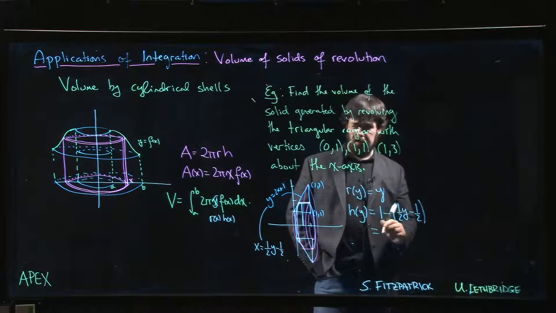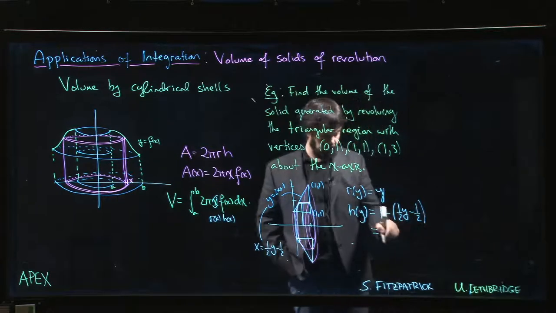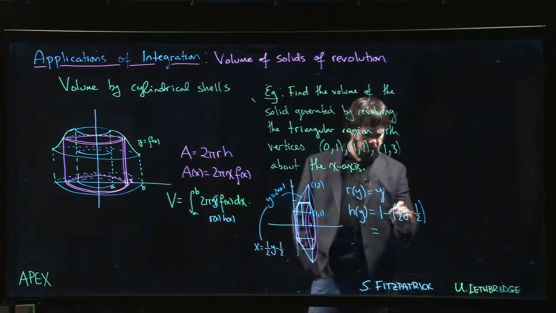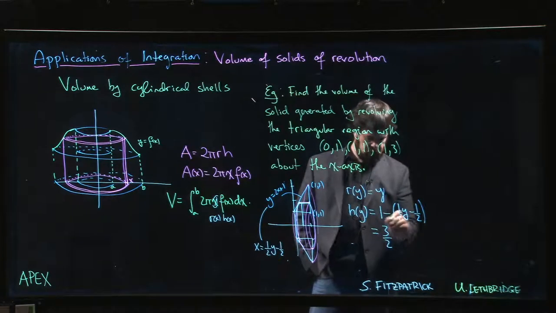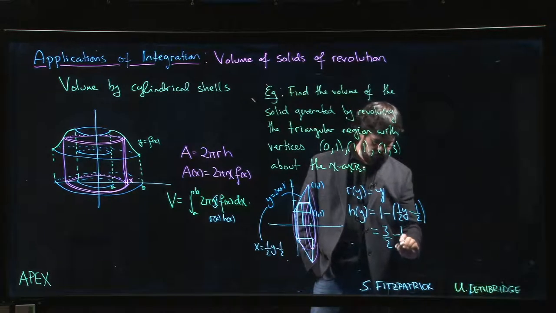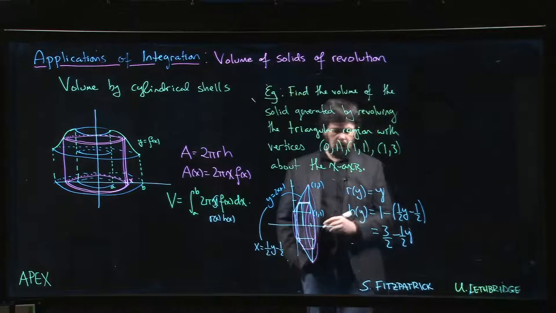And be careful about double negatives. I messed this up the first time around. 1 minus minus 1 half, 1 plus 1 half becomes 3 over 2. So h of y is 3 over 2 minus 1 half y.